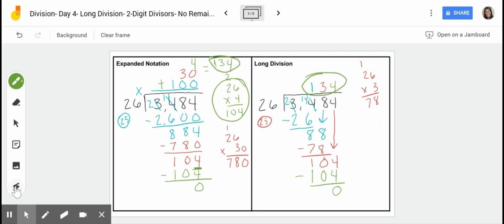So these are essentially the same steps once again, but we're ignoring the actual values of these amounts. So we don't have our zeros in when we're using long division. We're ignoring those zeros here.